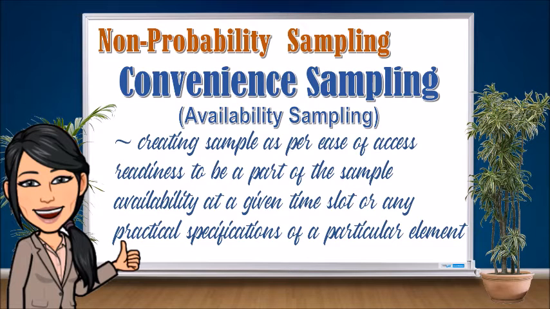Non-probability sampling. The first type is convenience sampling. Convenience sampling is also called availability sampling. It is used to create sample as per ease of access, readiness to be a part of the sample, availability at a given time slot, or any other practical specifications of a particular element.